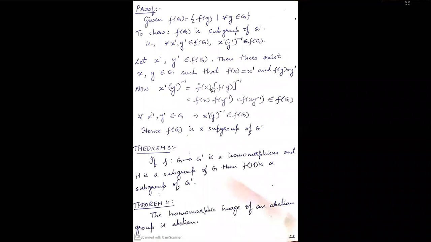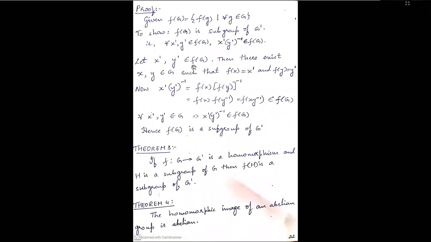Okay. Now, we need to prove that f(G) is a subgroup of G'. For that, we have f(G) equal to f(g) for all g belonging to G. Whenever we need to show it is a subgroup, we take two elements a, b belonging to G and show that a b inverse belongs to G. Similarly, we take x', y' belonging to f(G). We show that x' y' inverse belongs to f(G).